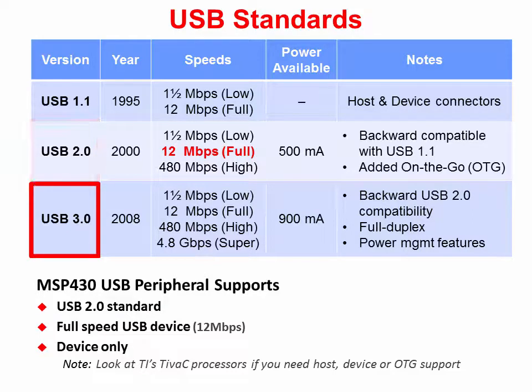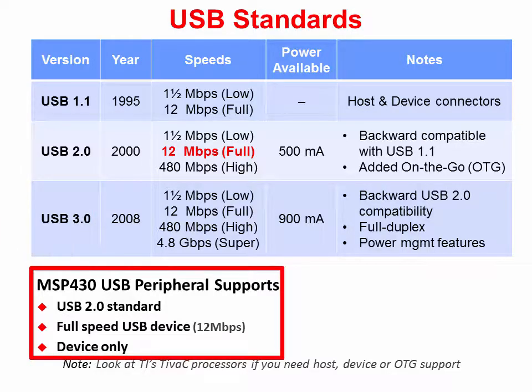In 2008, USB added the 3.0 revision, once again backward compatible to USB 1.1 and USB 2.0. The new revision, though, added a super 4.8 gigabit per second rate, as well as a bump up to 900 milliamps in source power from the USB cable. While these are great advantages, it's overkill for many systems where low power and cost are primary directives.